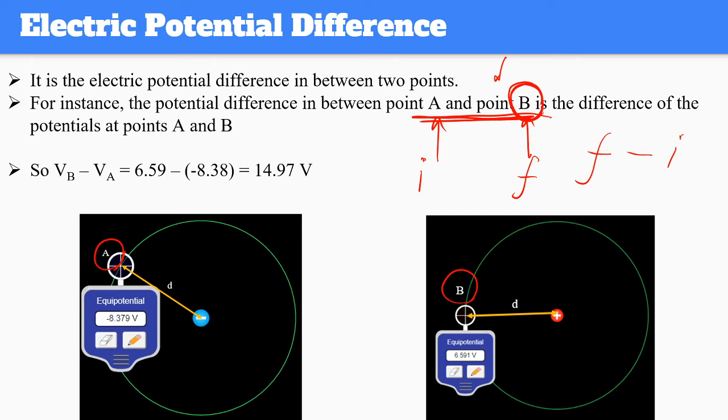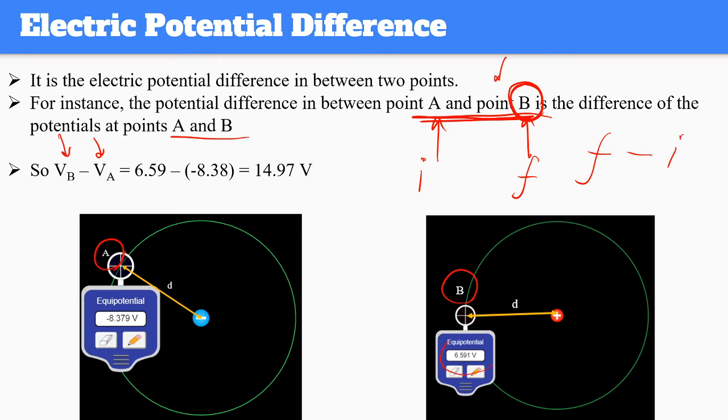The first one that comes is the initial. The second one that we have is the final potential that we're talking about. And if you want to find the potential difference between the points A and B, then we need to subtract the potential at point A from the potential at point B. Alright, so that's an important detail. And after that, we just look at the potentials at those 2 points and then get the difference.